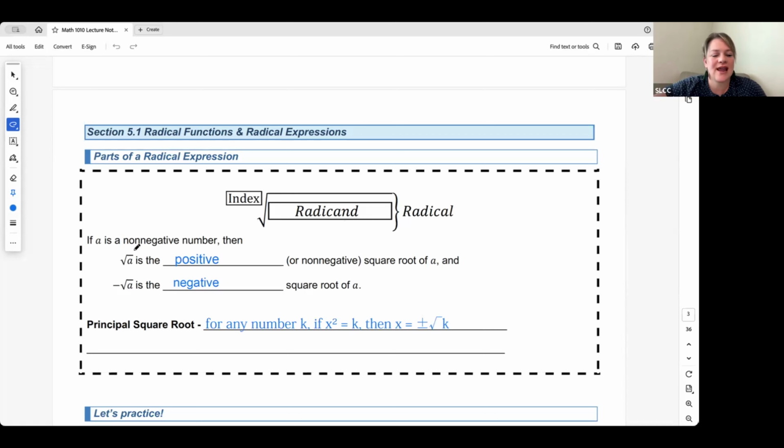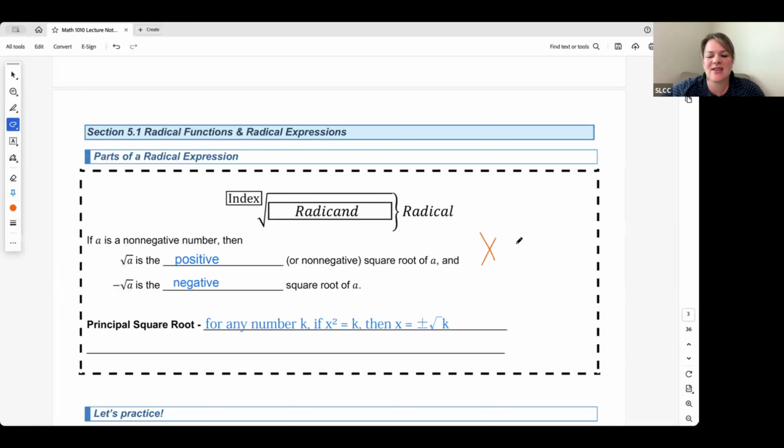So when you have a non-negative number, the square root of a is the positive or non-negative square root of a. And the negative square root of a is the negative square root of a. The principle of square roots states that for any number k, if x squared equals k, then x equals plus or minus the square root of k. So what does that mean? What we're thinking about here is that when I take the square root, what can I plug in for x to make this statement true?